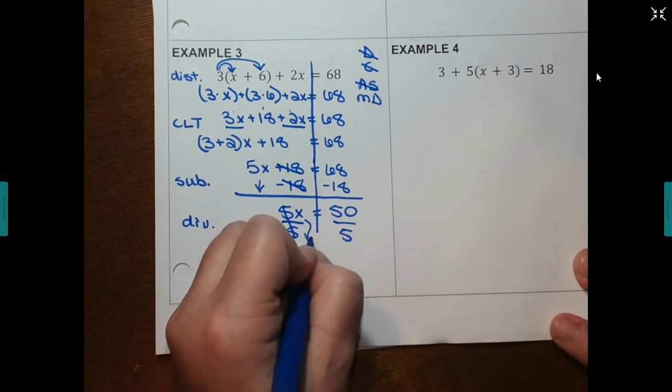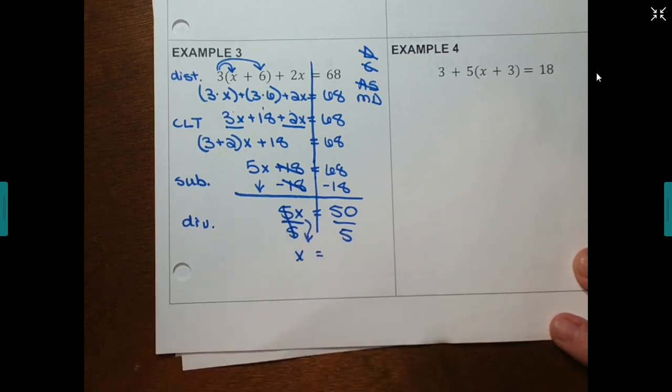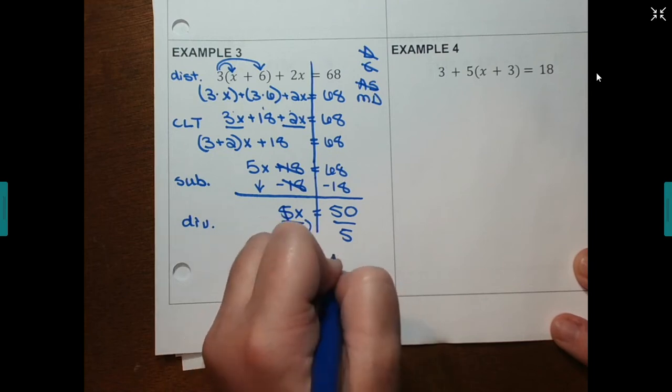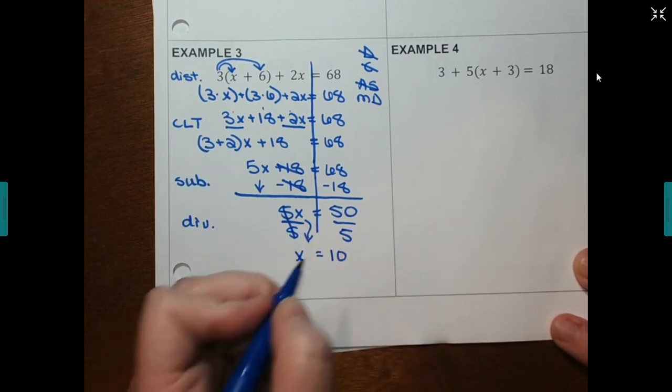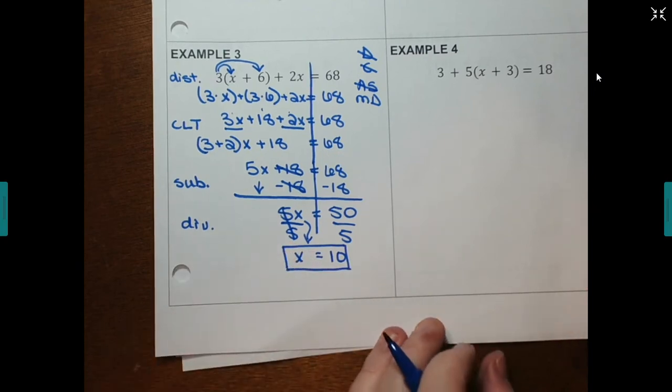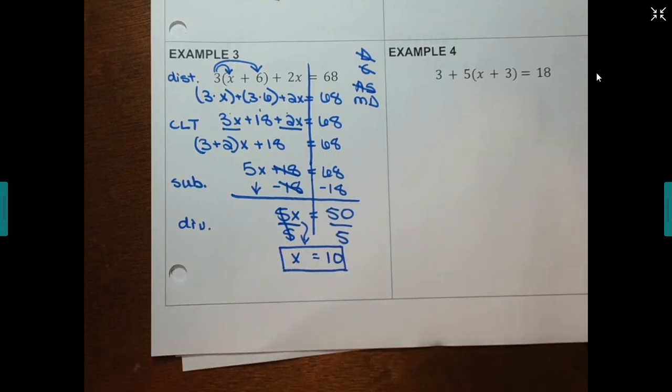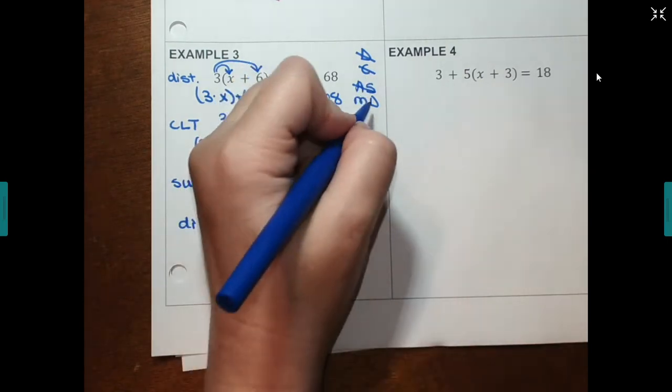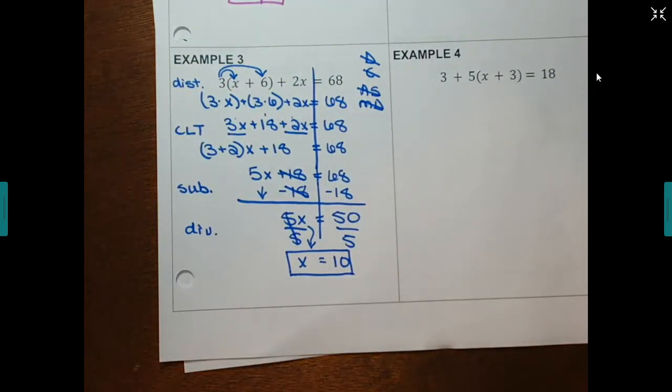Bring down your x. Equals 50 divided by 5. See if you know it. It's 10. So x equals 10. Go ahead and pause there. Make sure you're caught up. Oh, hold on. And I did do my multiplication and division. Okay.